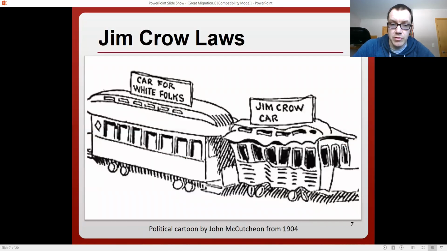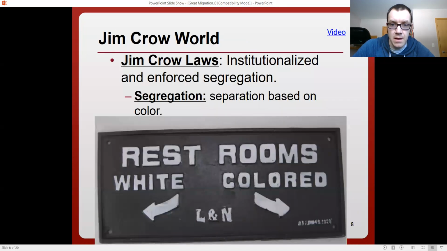So our third one is Jim Crow laws. Okay. Now, Jim Crow is the institutionalized and enforced segregation we see in the South. Segregation is you need to separate black and white people. What Jim Crow says in the South is that not only do you need to separate them, but this has to be done. You don't get a choice. So in the South, a lot of places have to be separate. You don't have that choice.